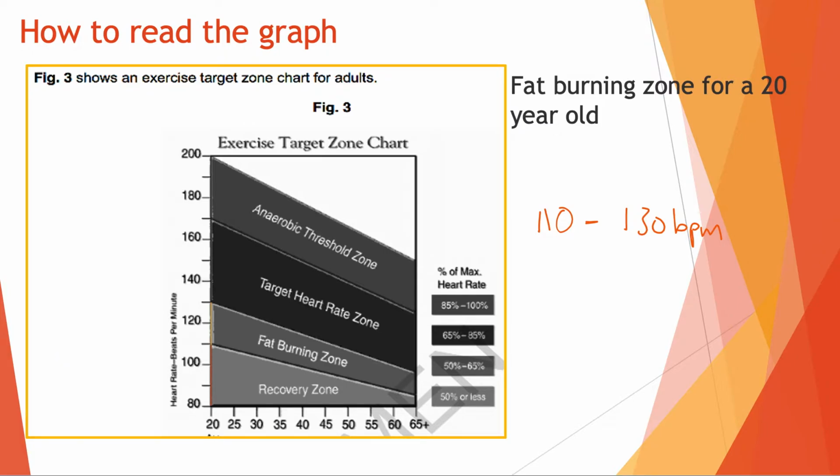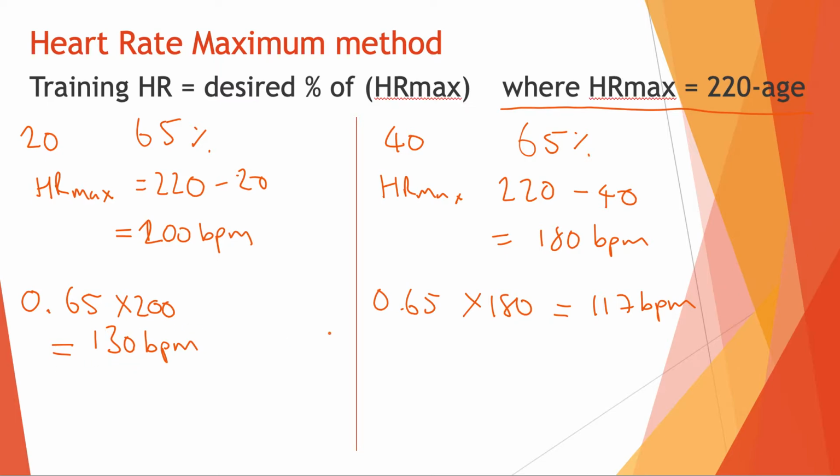Okay, now the graph obviously gives a lower and an upper zone, gives a lower and an upper working heart rate. So let's do that for the target heart rate zone, because there we've worked out the lower training heart rate if we wanted to use the target heart rate zone. Let's work out the upper.